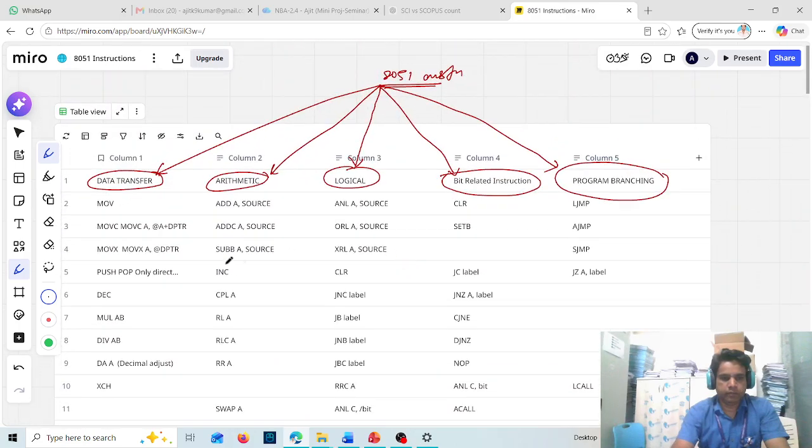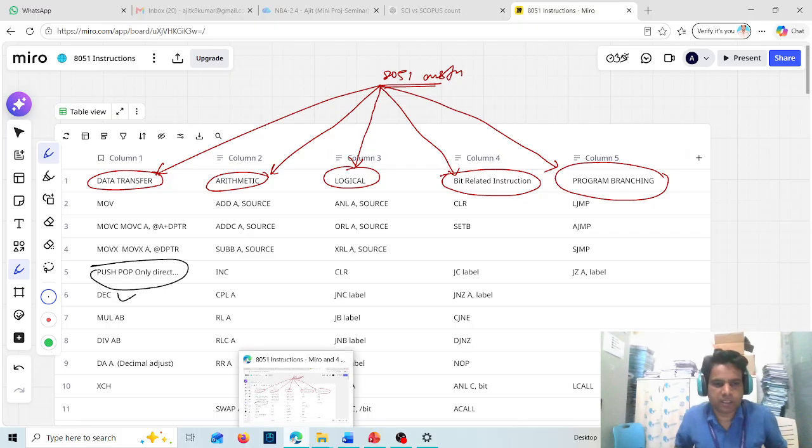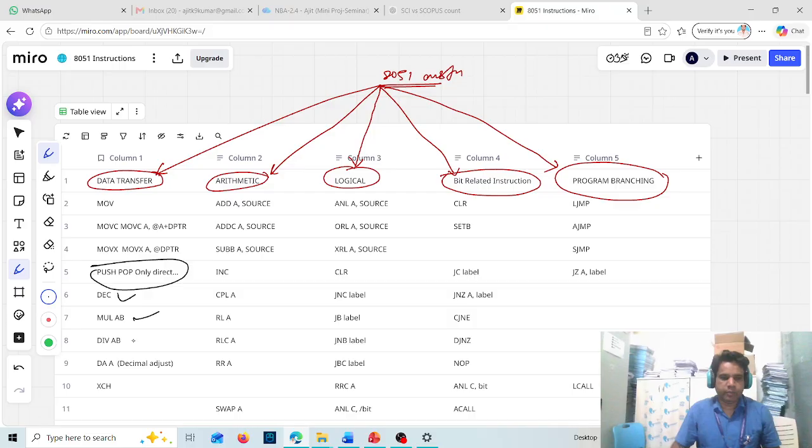Then we have PUSH and POP. I have covered the PUSH and POP instructions when I discussed the topic of addressing modes, so I'll not discuss this one. Then DEC is not a data transfer instruction, neither are multiplication and division, but let us try to understand the decrement, multiplication and division instructions.